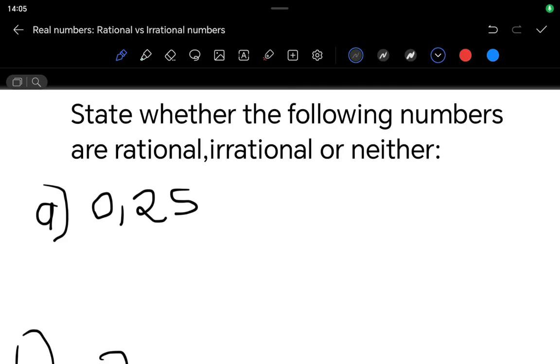Welcome to Inside Labs Education, and now we'll be looking at both rational and irrational numbers. As you can see, the question is: state whether the following numbers are rational, irrational, or neither.